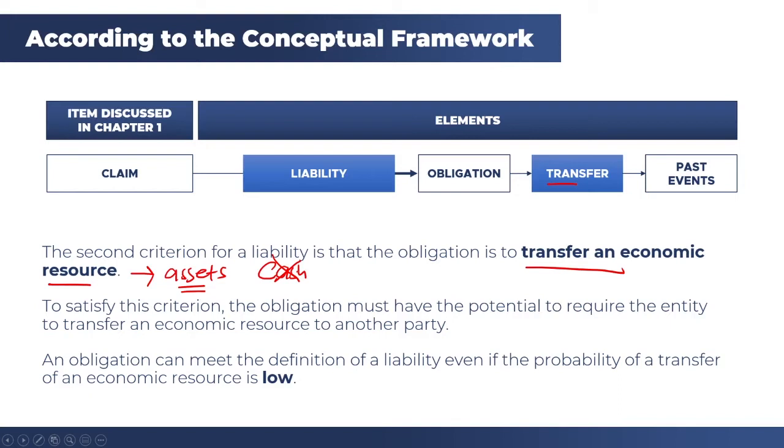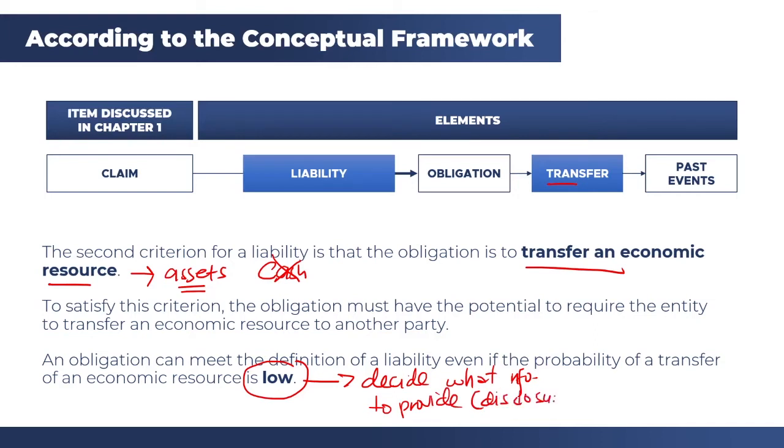The obligation can meet the definition of a liability, even if the probability of a transfer of an economic resource is low. Nevertheless, that low probability might affect decisions about what information to provide about the liability. So if it's low, you have to decide what information to provide in terms of disclosures. The probability can also even be a factor in determining whether a liability is recognized or not, or just merely disclosed.